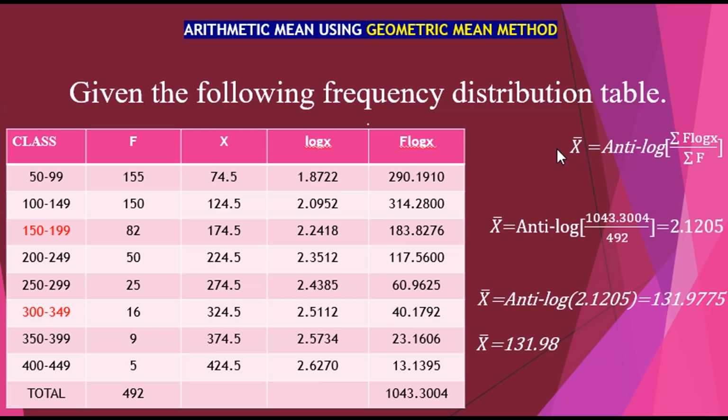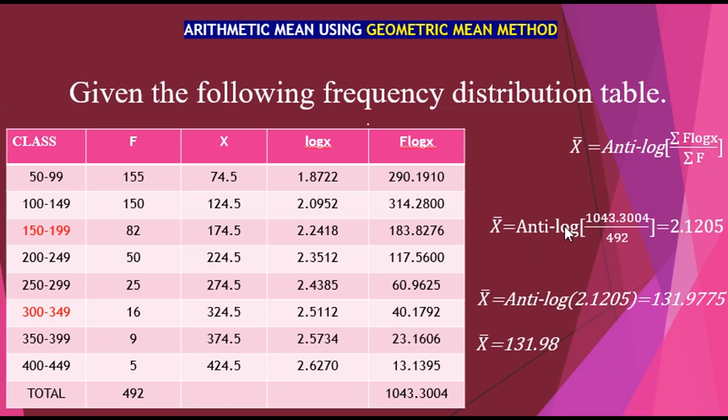X bar is equal to the anti-log. So far we have gotten the log, and we are going to look for the anti-log. That's why we have the anti-log of summation f log x all over summation f. Where is our summation f? This total frequency. We know our summation f log x to be 1043.3004, and we are going to put it here. Then our summation f, 492, we are going to place it here.